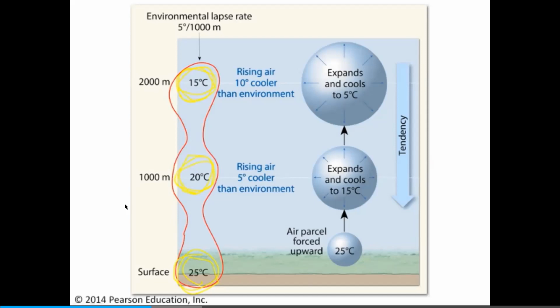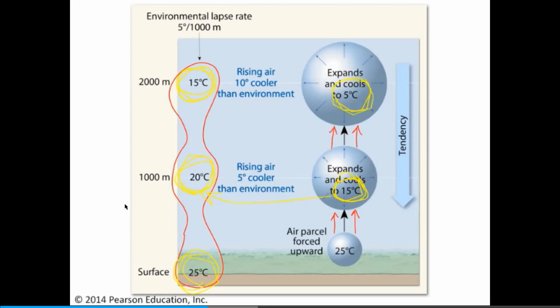In the example over on the right, we've got this 25-degree parcel of air. It rises up to a kilometer of elevation, and you can see that it expands and it cools to 15 degrees Celsius. So 15 degrees Celsius is less than 20 degrees Celsius. So it's actually more dense than the surrounding air. If you were to shove that parcel of air up to 2 kilometers in elevation, the same thing would be true.